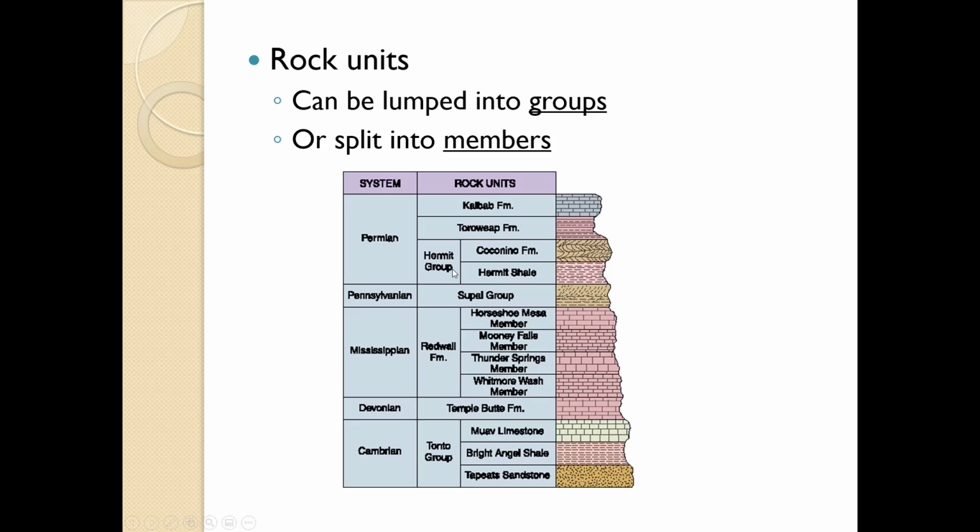Similarly, you can take a rock layer and split it into members, and that's what's happening down here in the Red Wall Formation. If you look at the Red Wall Formation, it's been split into four members: the Whitmore Wash member, Thunder Springs member, Mooney Falls member, and Horseshoe Mesa member. And you see that they're all limestones, but their patterns are differently sized here.